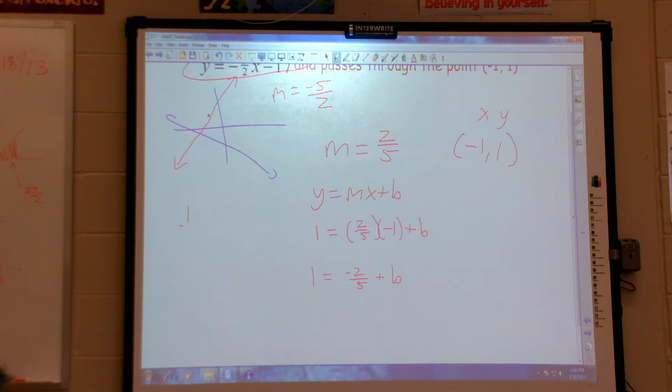I'm going to go over here. 1 plus 2/5. This one needs a 5 and a 5. Yes? That's 5 fifths plus 2 fifths, which is 7/5. So my equation is y equals 2 fifths x plus 7 fifths.